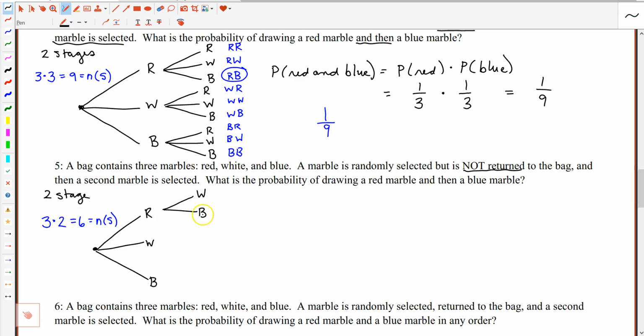So we've got these outcomes right here. So this would then be pulling a red and then a white marble, and then a red and a blue marble. Now what if you pulled a white marble out first? What would be left in the bag? The red and then the blue marble, right? What if you pulled a blue marble out first? What would be left in the bag? A red marble and then the white marble. So then that ends up being our 6 outcomes.